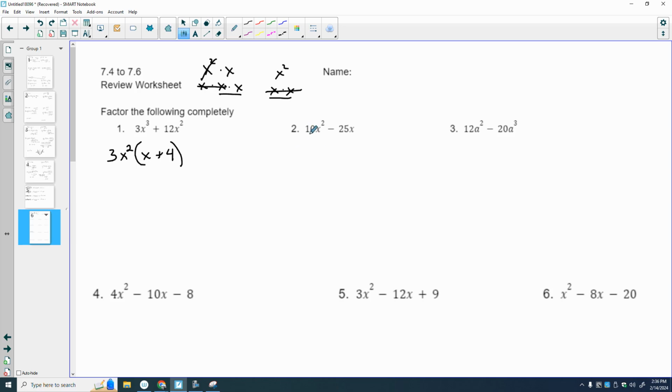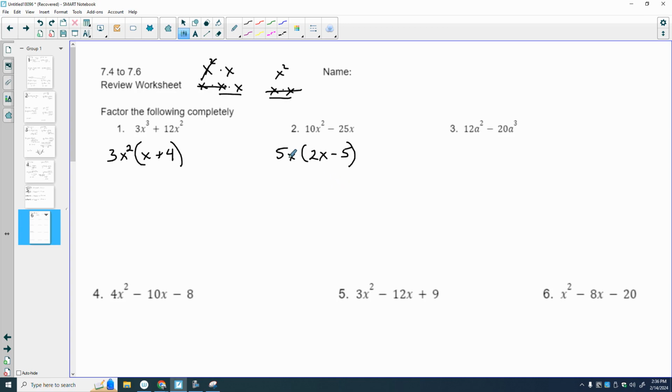Okay, hopefully you're back. What evenly divides into both? What is a factor of 10 and 25? 5. Is there an x in both terms? Yep. Is there an x squared in both terms? No, there's only one x here, so I can't take out more than 1. 10 divided by 5 is 2. I had 2 x's, I took 1 out, there's still 1 left. Do you see the 2 x's I have when I distribute? Okay, hopefully. 25 divided by 5 is 5. I had an x, but I took it out. It's sitting right there, so I don't need another one inside.